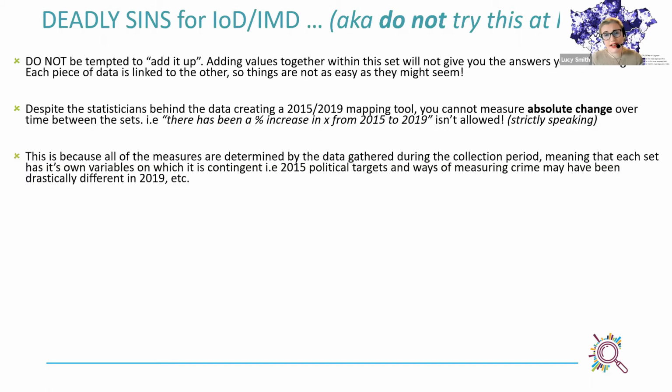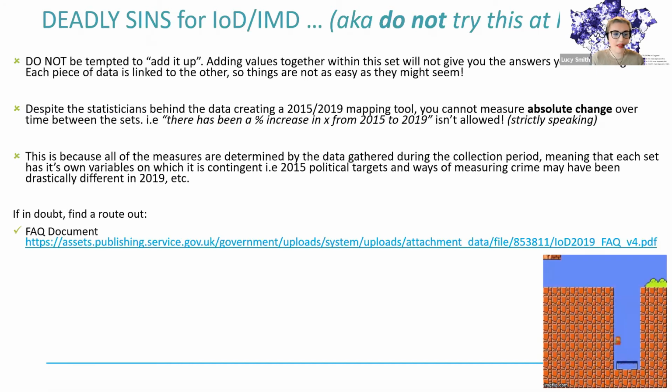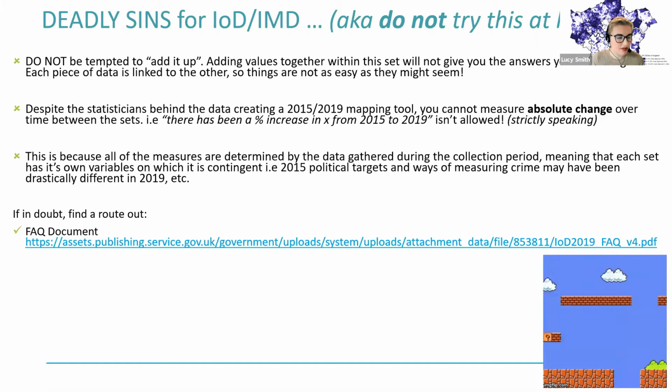Because again, just like the Welsh and Irish and Scottish data sets, each set is a different case over time. So for example, when we did our data dive, we looked at the crime rate and we found that it was just not comparable over time anyway, because the political targets around measuring crime had changed during that period. So each IMD or IOD is a case in itself. So if in doubt, find a route out. The FAQ document is really, really useful.